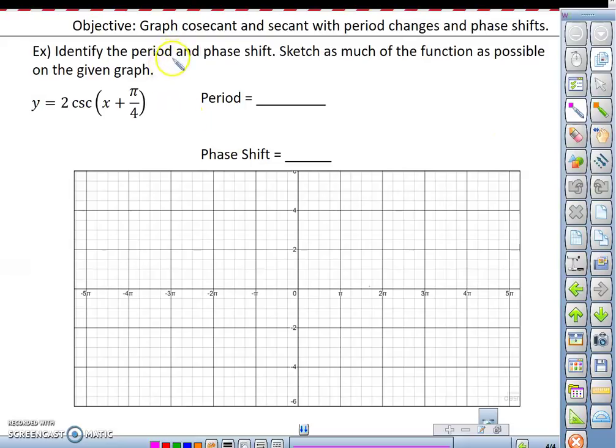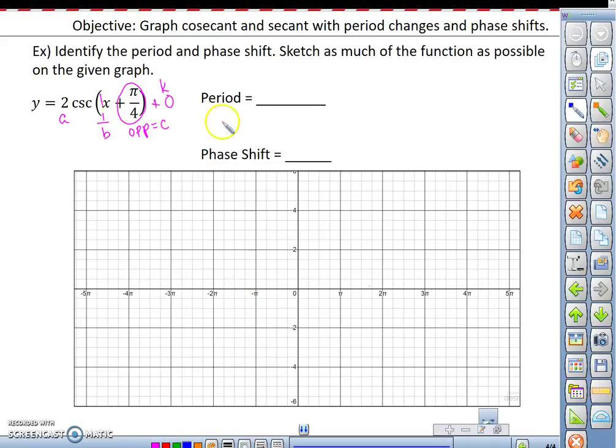So we're going to specifically identify the period and the phase shift, but A does affect things. It's just not an amplitude. There's no amplitude for secant or cosecant. It does still create, in this case, a vertical stretch by a factor of 2. So here the 2 would be my A parameter. The coefficient of x, which is a 1, that's our 1 over b parameter. The opposite of this positive pi fourths, that, remember, is what we call c. And then k is 0, which in this case we can see isn't there.